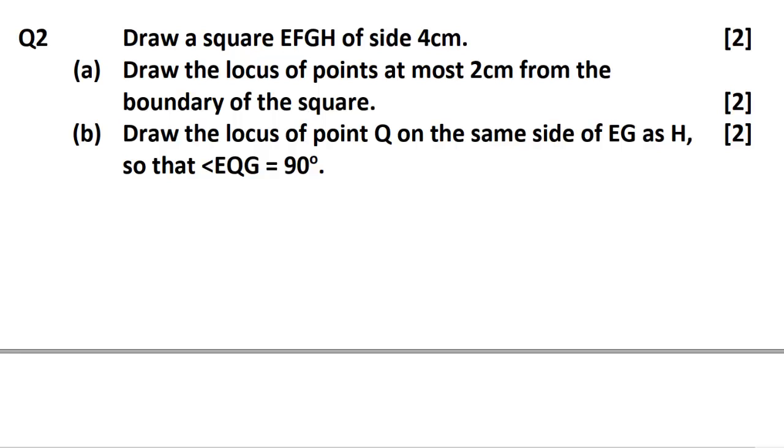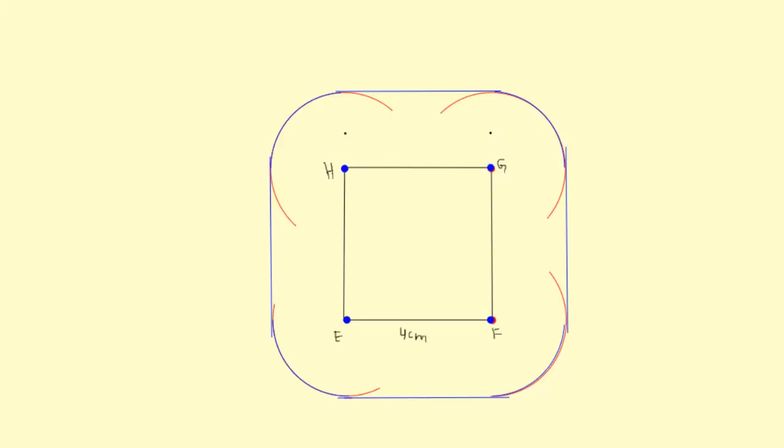Draw the locus of point Q on the same side of EG as H so that angle EQG is 90 degree. Or we can say the angle subtended by the side EG of the square. So angle subtended by one line, and that is 90 degree, is basically the property of the circle: angle in a semicircle, or angle subtended by the diameter. Here the diameter of the circle will be EG.